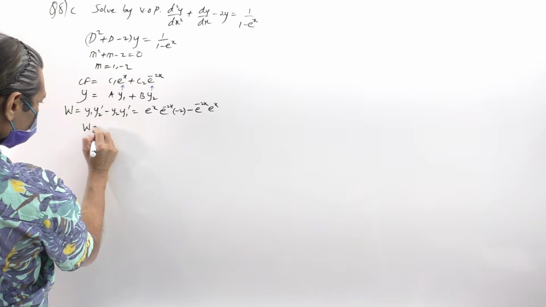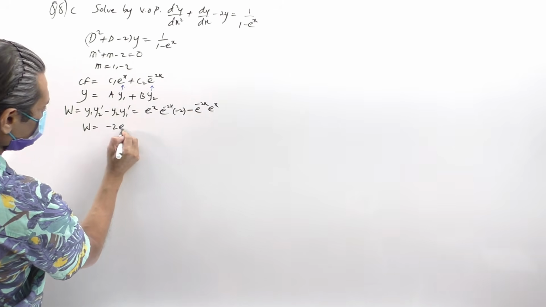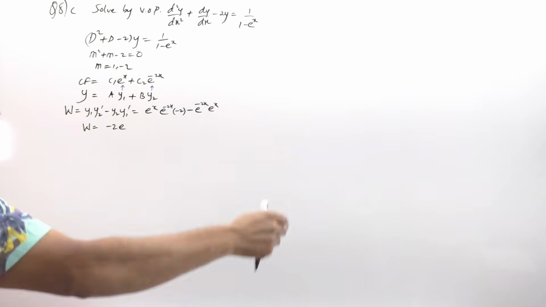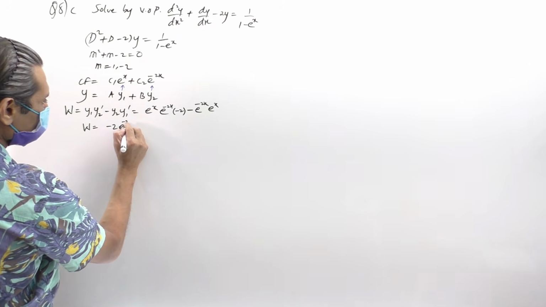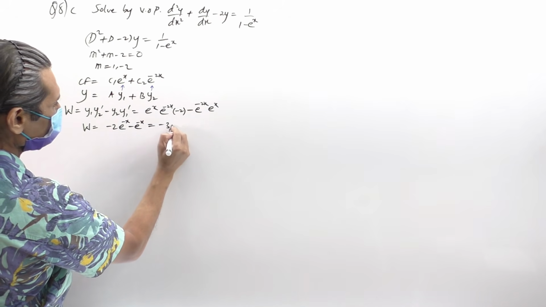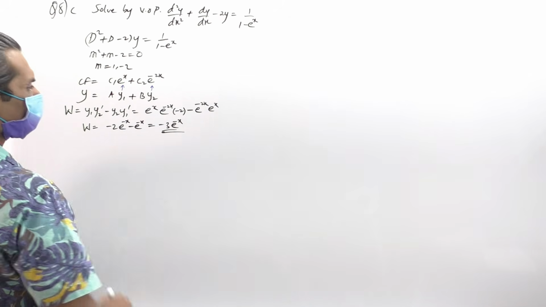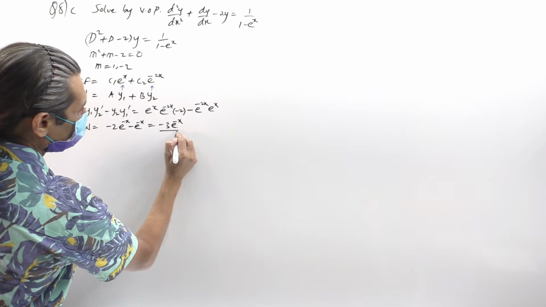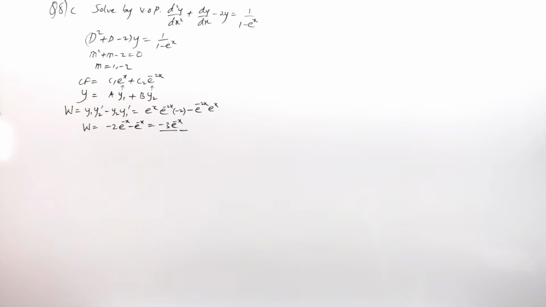So W is equal to minus 2 e raised to x, e raised to minus 2x. e raised to a into e raised to b is e raised to a plus b. So x minus 2x is e raised to minus x, and minus e raised to again minus x, that is minus 3 e raised to minus x, that is W. Underline. So we have the W here. Fine. Okay, now W is minus 3 e raised to minus x.